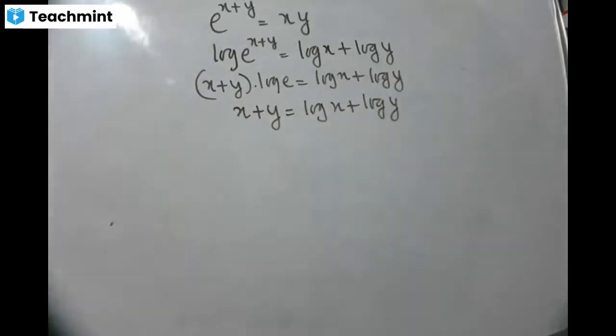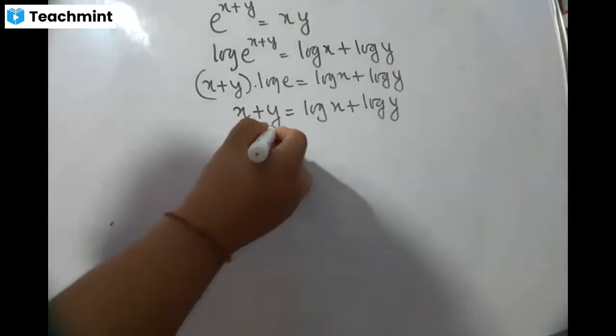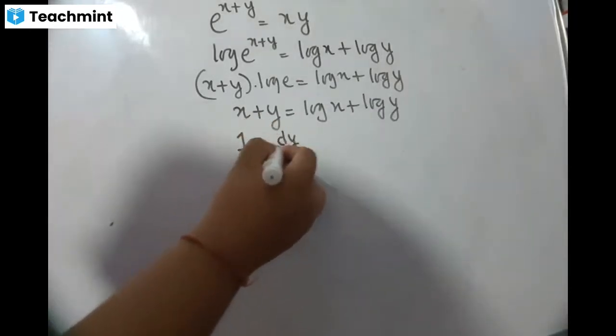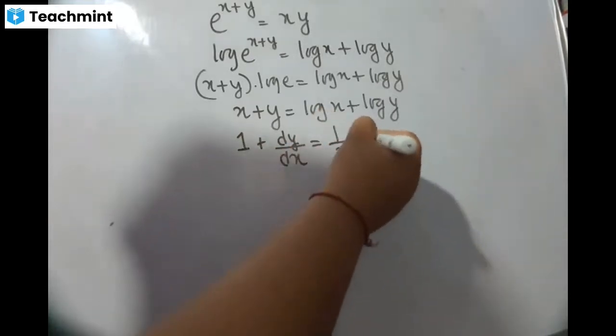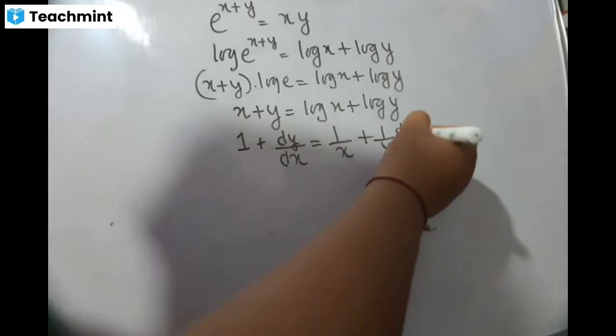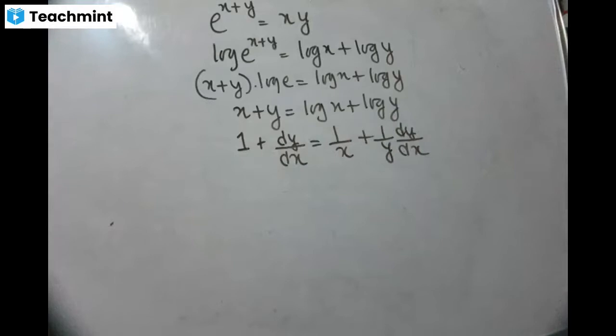Now help me differentiate this, everyone. They are asking to find dy by dx, so obviously you are going to differentiate with respect to x. What do you get? Differentiation of x is 1. Differentiation of y is also 1, but since this is y, we write dy by dx. Derivative of log x is 1 by x. Derivative of log y is also 1 by y, but since this is y, we write dy by dx. By now, I hope the concept of when to use d by dx and when not to write d by dx is clear to everyone.